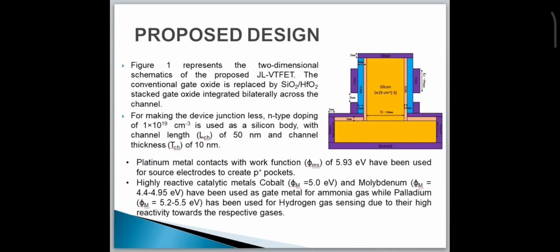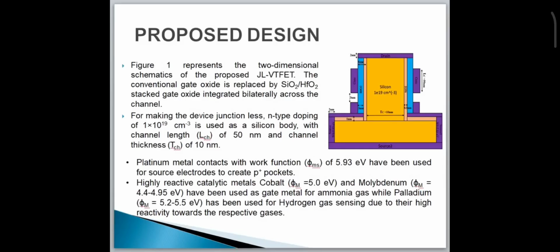This is the proposed device design. Figure 1 represents the two-dimensional schematic of the proposed junctionless vertical TFET. The conventional gate oxide is replaced by the SiO2/HfO2 stacked gate oxide integrated bilaterally across the channel. The purpose of using the gate stacking is that it will help in the fabrication of the device. For making the device junctionless, N-type doping of 1 x 10^19 per cubic centimeter is used as a silicon body with a channel length of 50 nanometer and a channel thickness of 10 nanometer.